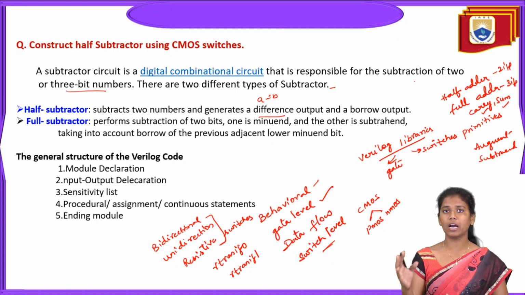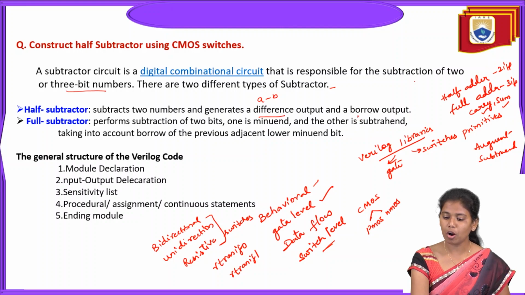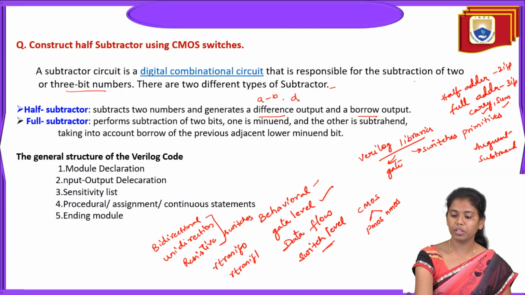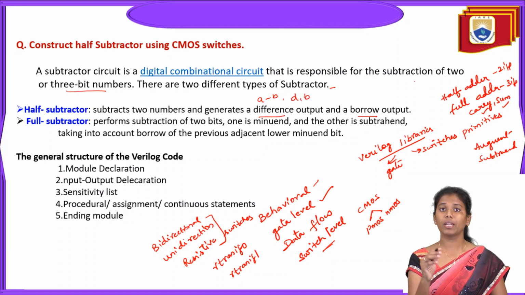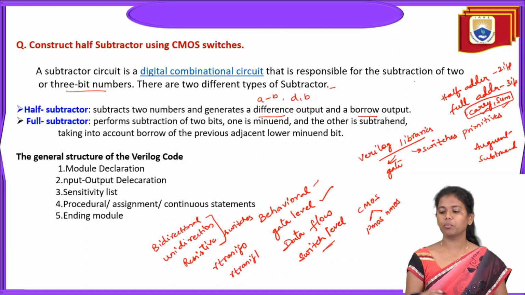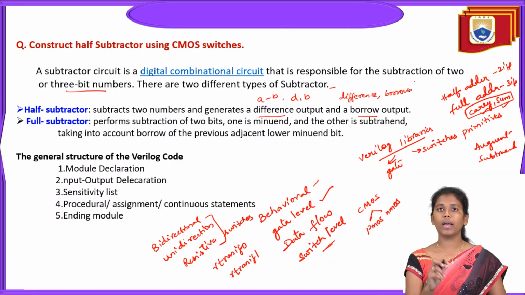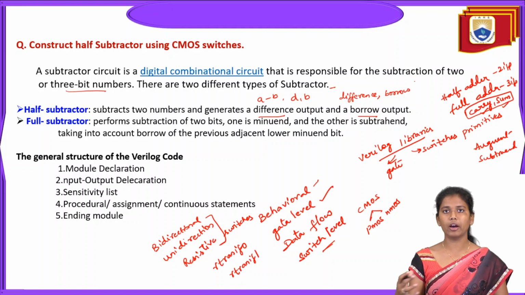What happens is at the output, it generates a difference, right? And also a borrow output. It generates a difference as well as the borrow. Whereas in the adders, we see that it generates the carry as well as the sum, right? But in the subtractor, they generate the difference as well as the borrow. So borrow and difference we are going to observe at the output side.